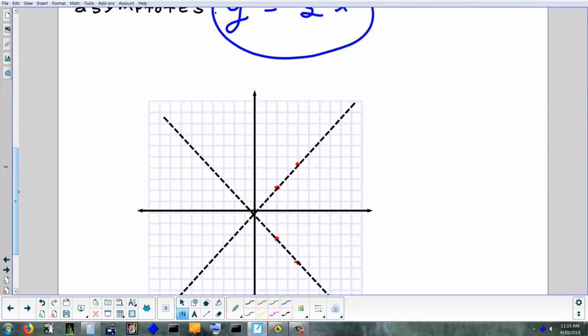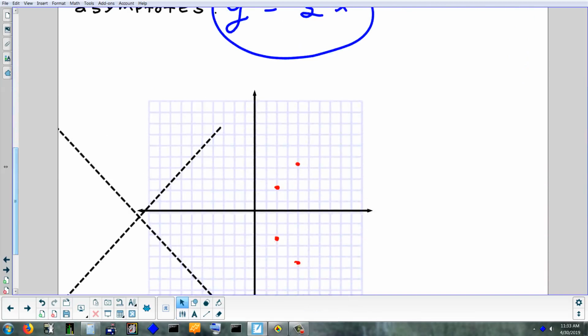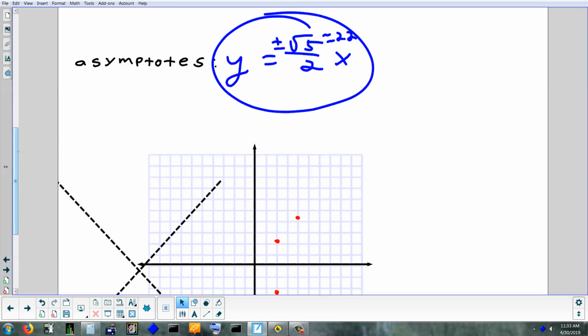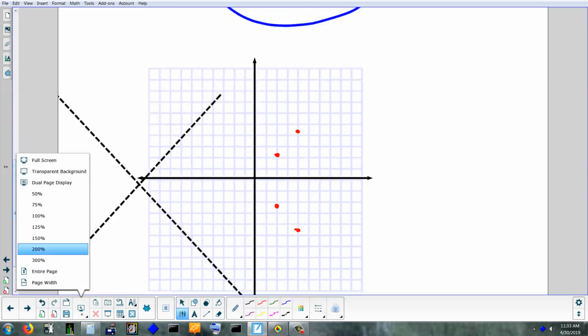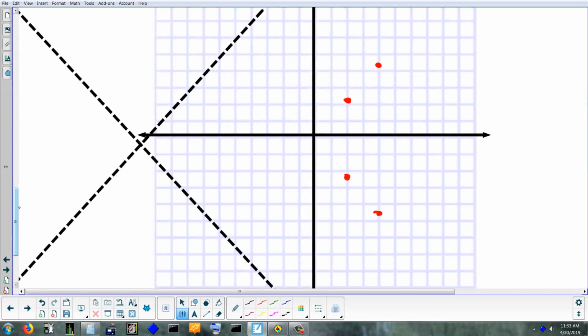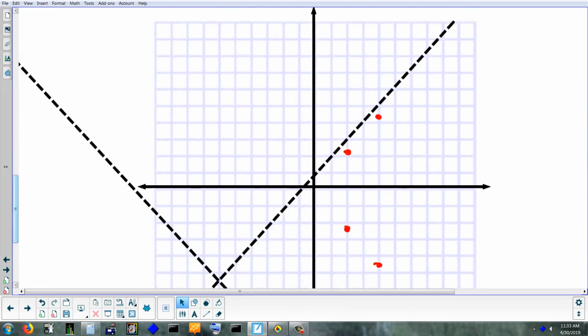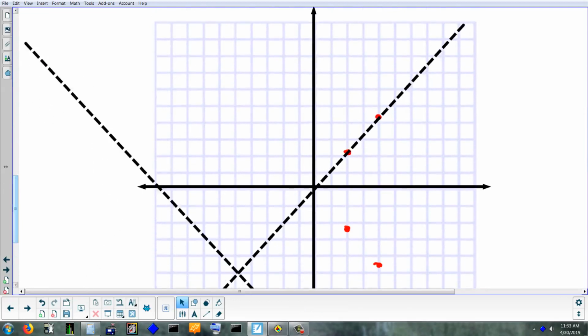Okay, so I'm going to go, actually I already have it, but I'll just do it again. I'm going to go up 2.2, that's my rise, and then my run is 2. Make it bigger so you can see it. I went up a little bit more than 2, right 2. Then up a little bit more than 2 again, right 2. And then the same thing down: down 2.2, right 2, down 2.2, right 2, a couple times. Once you get your points, put in your line, and it's close enough.